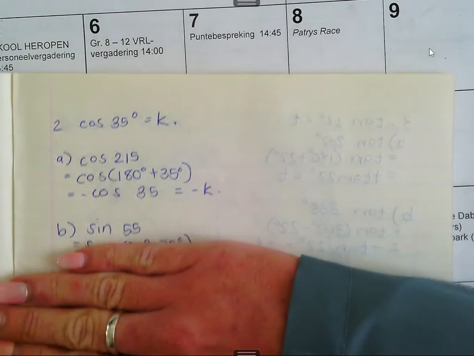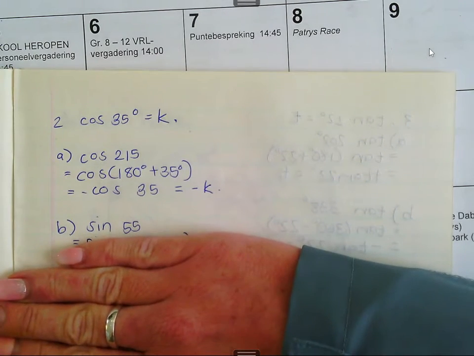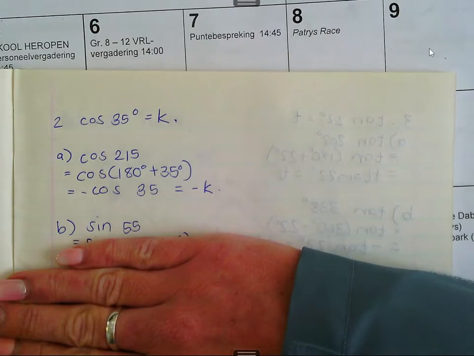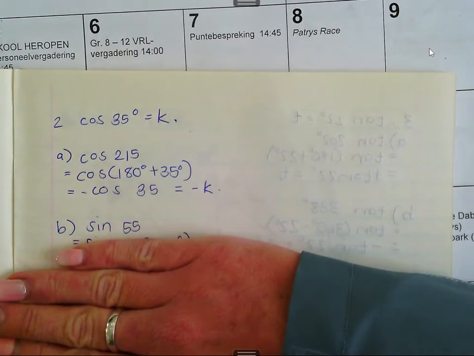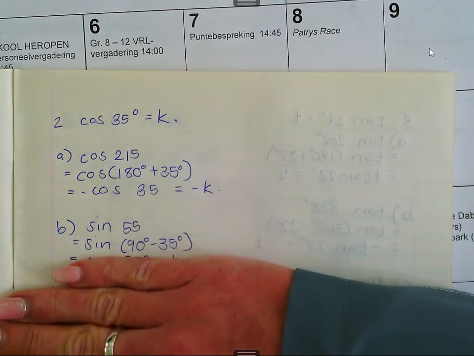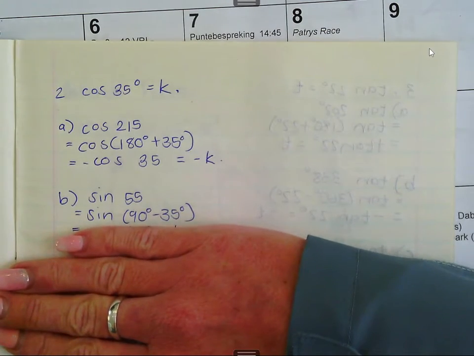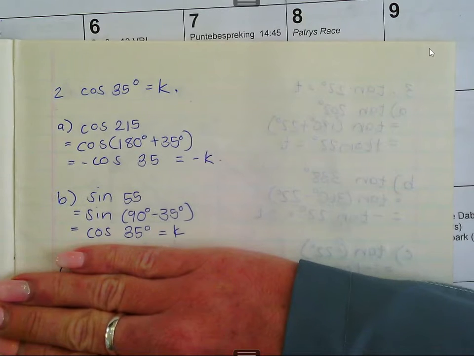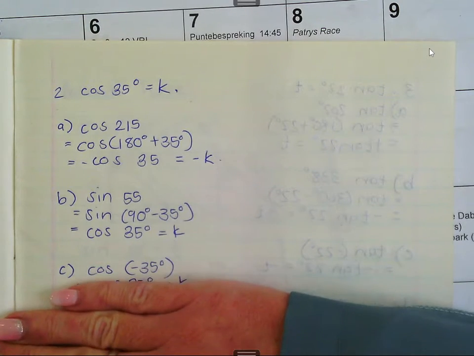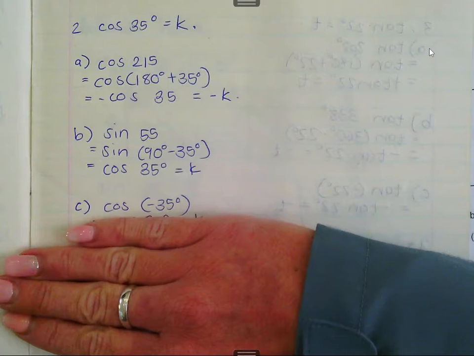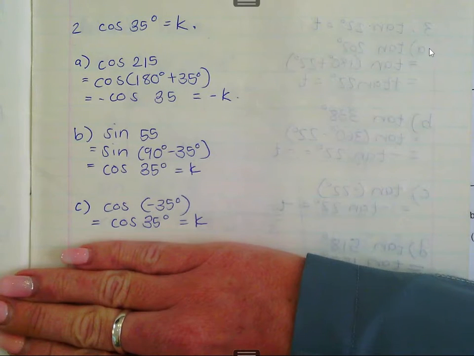Yes. Sin 55. So my function is wrong and my angle size is wrong. So I tried the co-function, 90 minus 35. That's in the first quadrant. It's positive. Sin becomes cos. The angle becomes 35 and then it's equal to k. Do you get it? Yes. The cos of a negative is the positive cos of the angle, and that's only k.